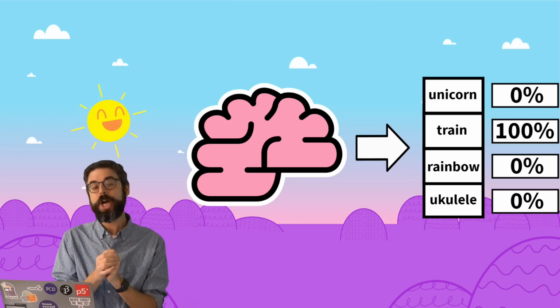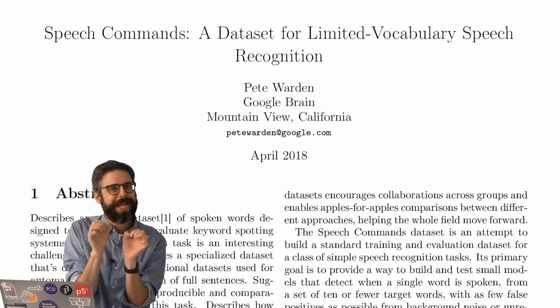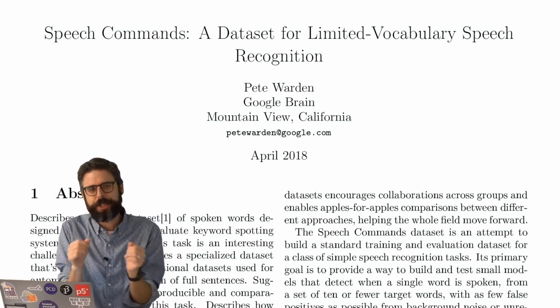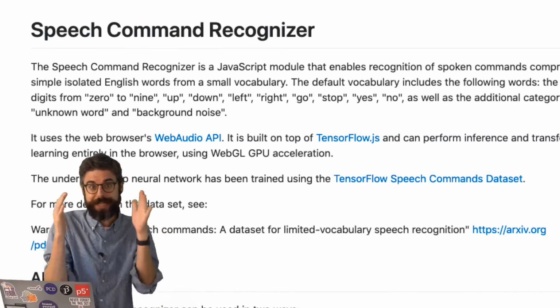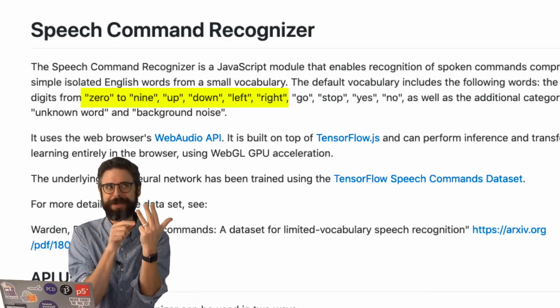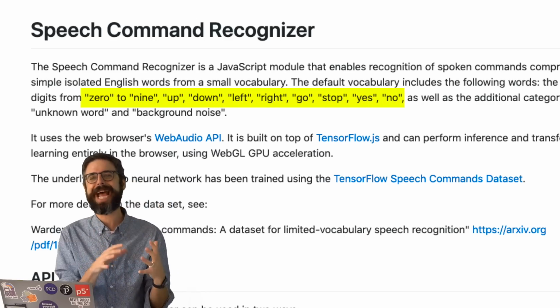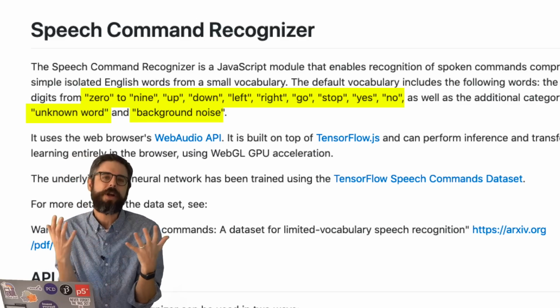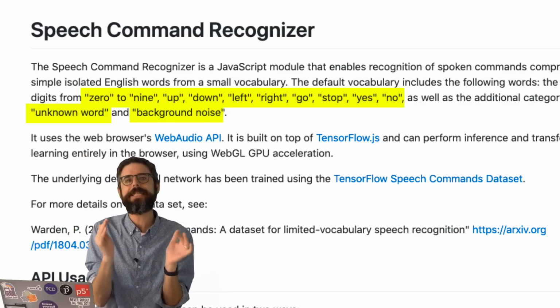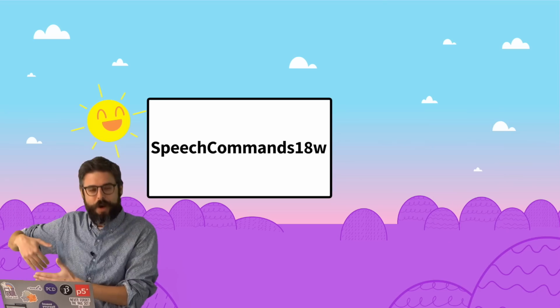This time, however, the base model is something called Speech Commands 18W. The Speech Commands model is pre-trained to recognize 18 words in English that a person might say. So the digits 0 through 9, that's 10, up, down, left, right, got to 14, stop, go, yes, no, that's 18. It also has a category for unknown word and background noise, so really there's 20, but 18W for those 18 words.